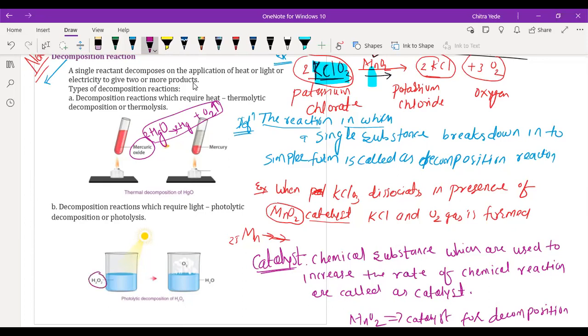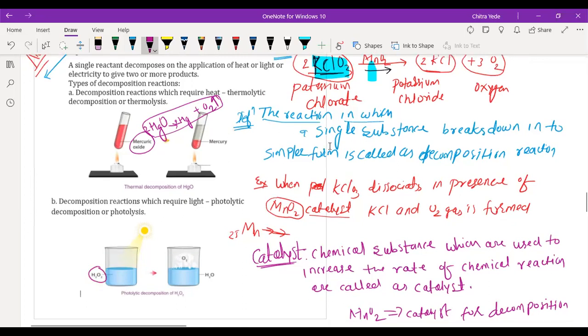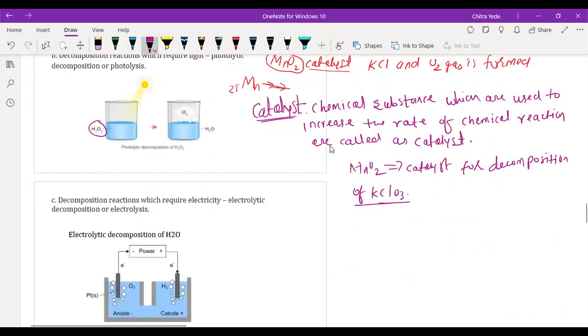See, H2O2. What is H2O2? It is hydrogen peroxide. So when I write the chemical reaction here, H2O2 is hydrogen peroxide. When it dissociates in the presence of ultraviolet rays coming from the sun, so I am going to write sunlight here, it forms water, and oxygen gas is released during the reaction.